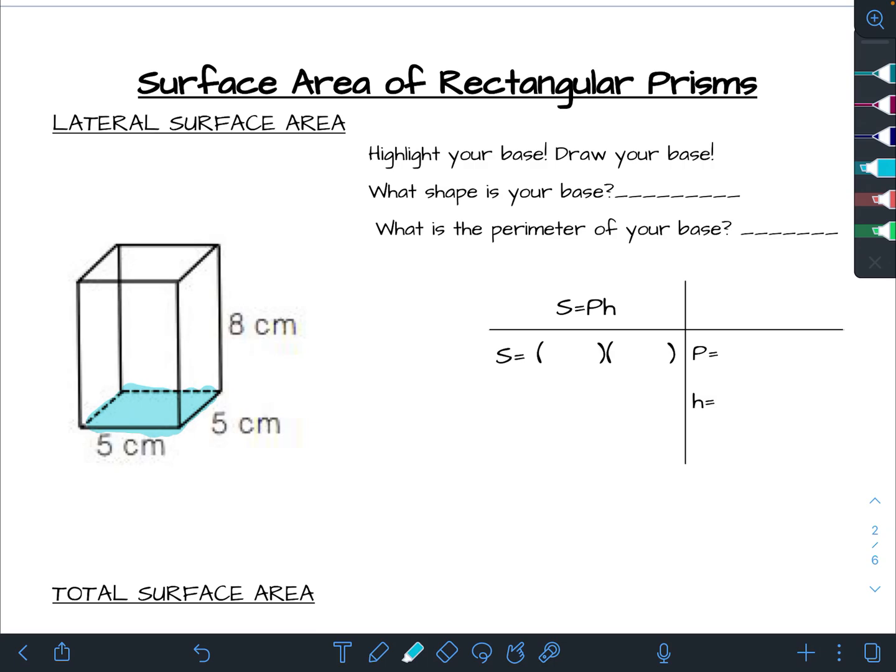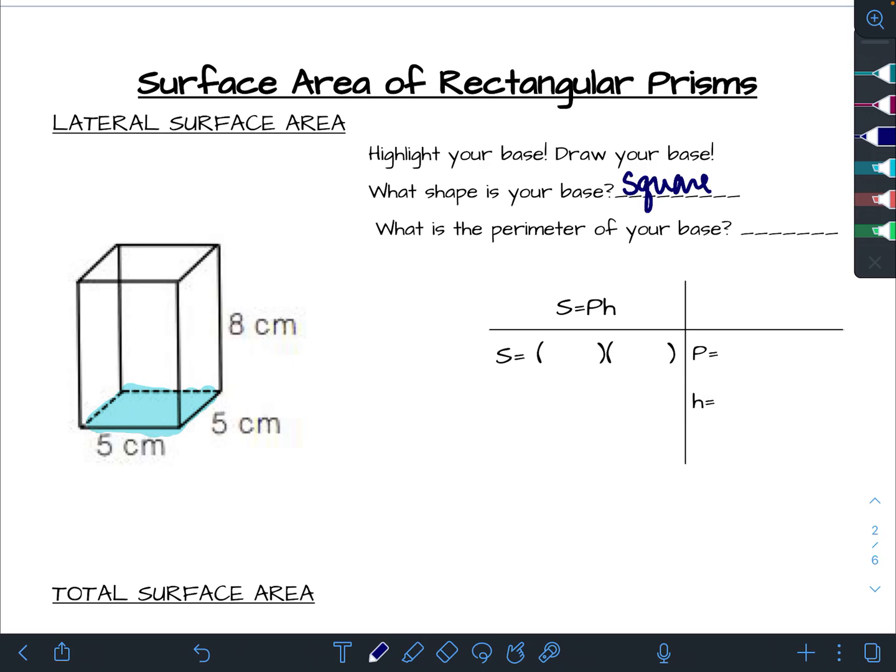And whenever we're looking at these where they don't give us contextual evidence of what our base is, we're just going to assume that the base is what it is sitting on. So when we're looking at this, this is my base down here that I just highlighted, and my base is in the shape of a square.